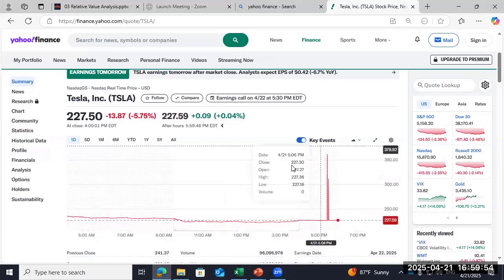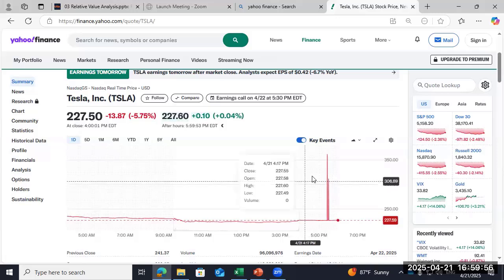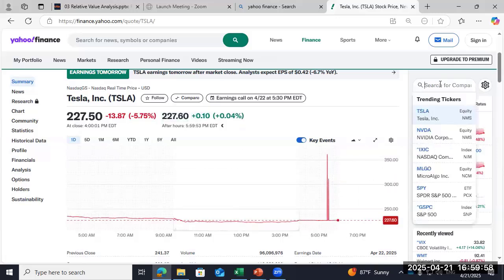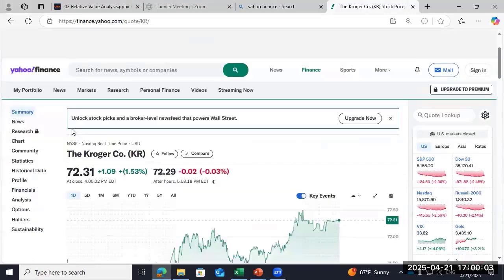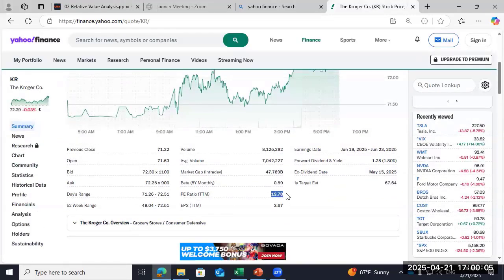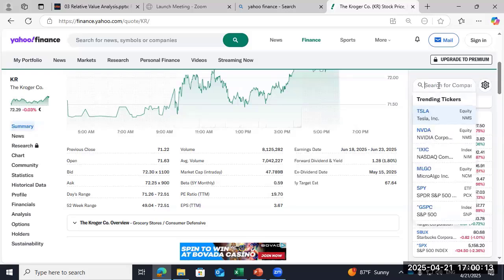That's pretty interesting. Sometimes those are just erroneous trades that come in. Kroger has corrected itself somewhat. So its PE ratio is back up to 19, about to 20. It's kind of an average, so it's probably low growth, but low risk. So it's kind of in there in between.